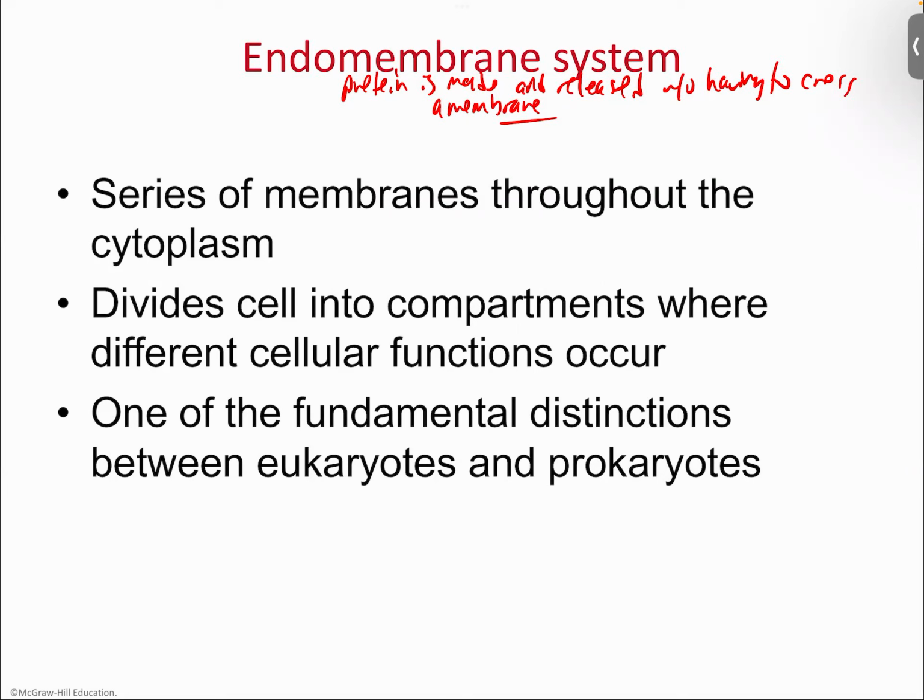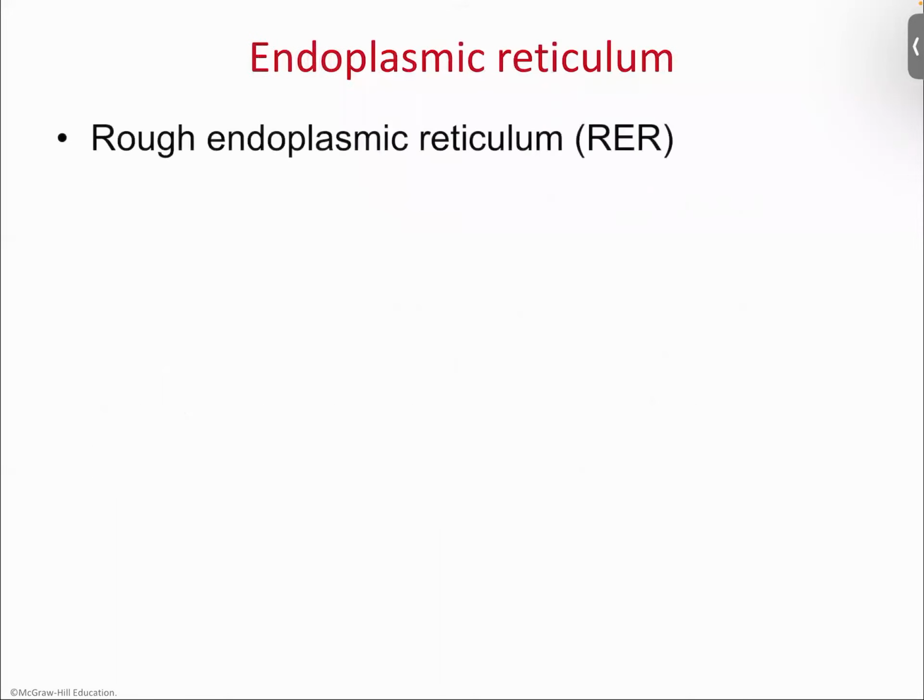But this basically represents, and we mentioned this before, a really huge innovation. Eukaryotes. Bacteria don't have anything, they're not even anywhere close to this level of innovation. And this represents a really, really enormous leap forward in the productivity of the eukaryotic cells over prokaryotes. The first stopping point in the endomembrane system.